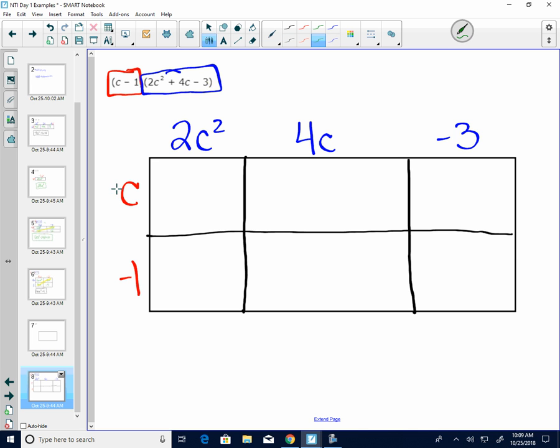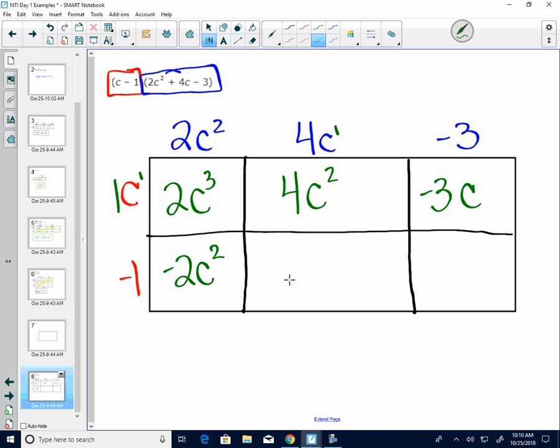So C, this is an understood 1 in front. So 1 times 2 is 2. C times C squared is C cubed. 2 times negative 1 is negative 2, and we keep the C squared. 1 times 4 is 4. C times C is C squared. And that's a 1, and that's 1. 1 times negative 3 is negative 3. We keep the C. Negative 1 times 4 is negative 4. We keep that C. And then negative 1 times negative 3 is a positive 3.